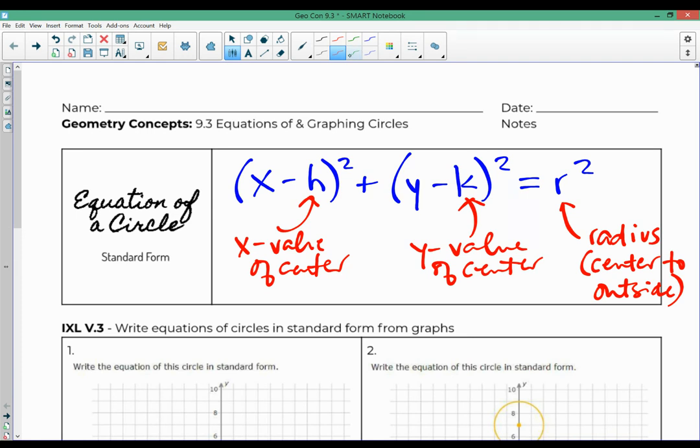So it's important for us to see that because of these negatives here, we have to use the opposite signs. So if that's a -2, then we graph +2. If that's a -7, we would graph +7, etc. So we'll see what that looks like.